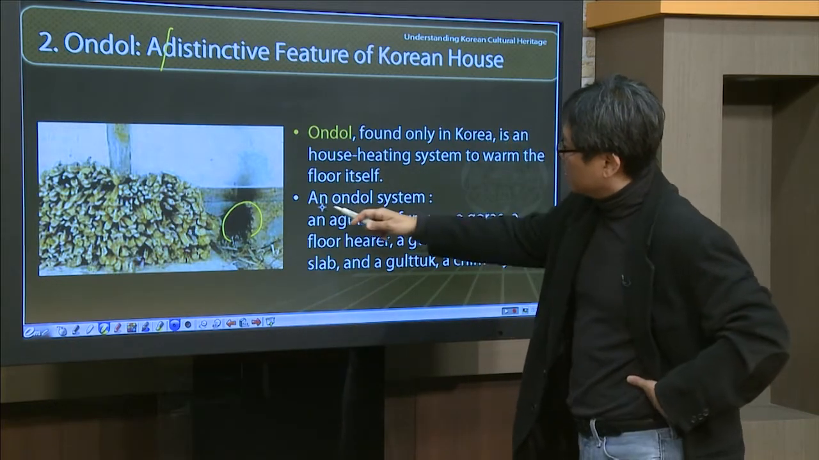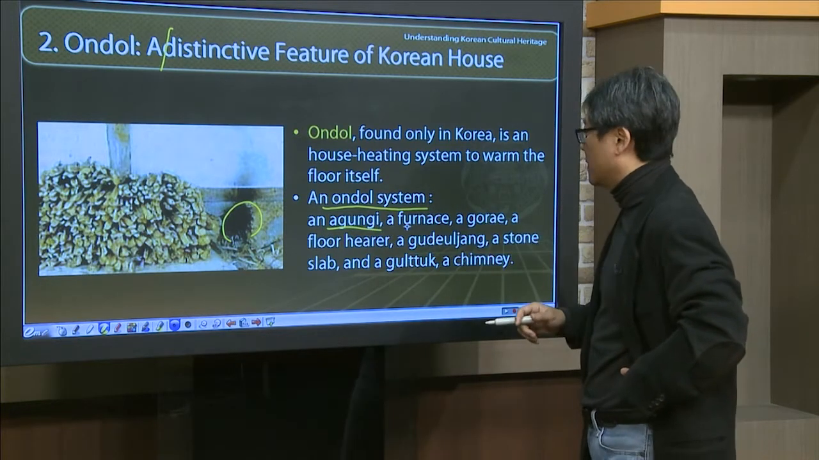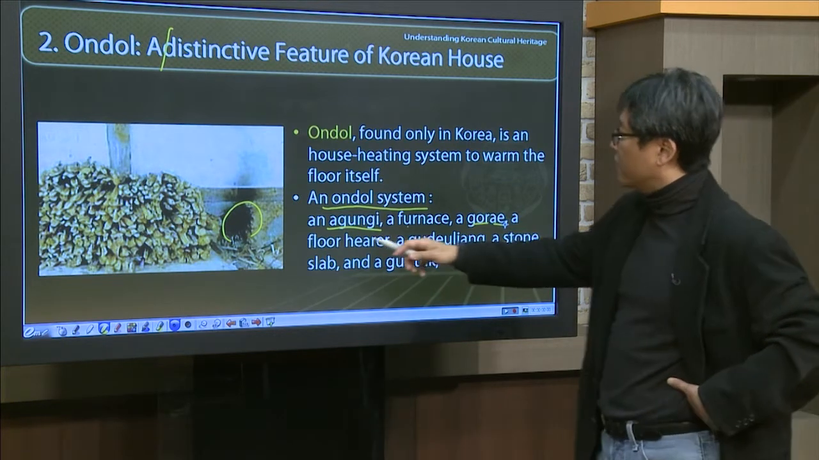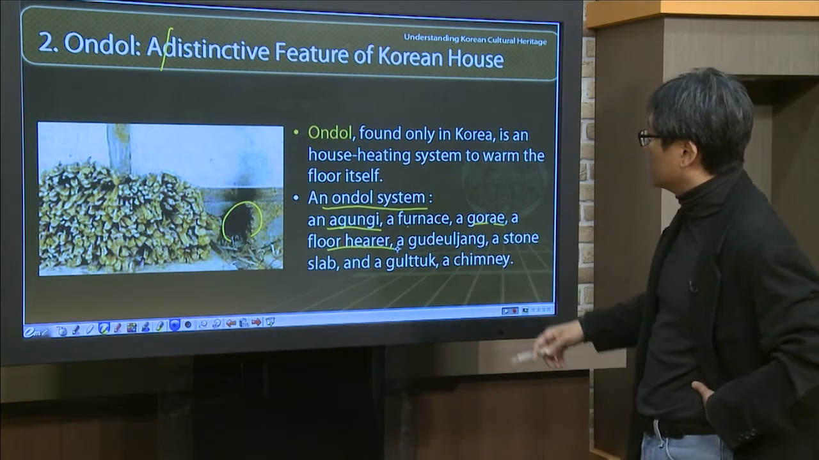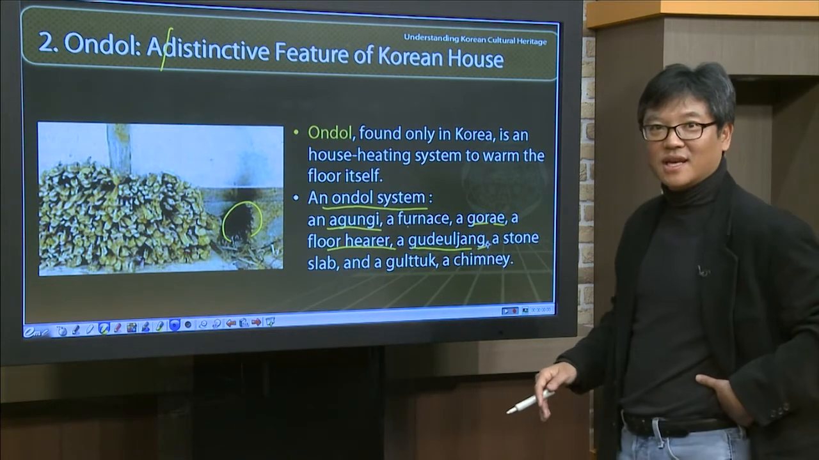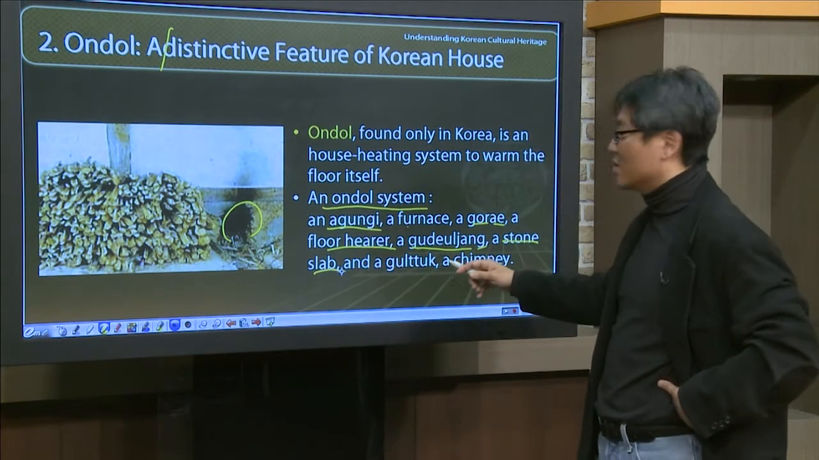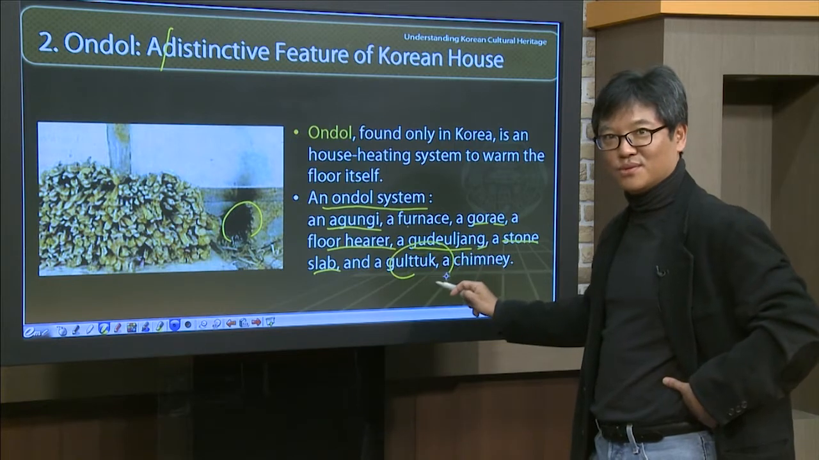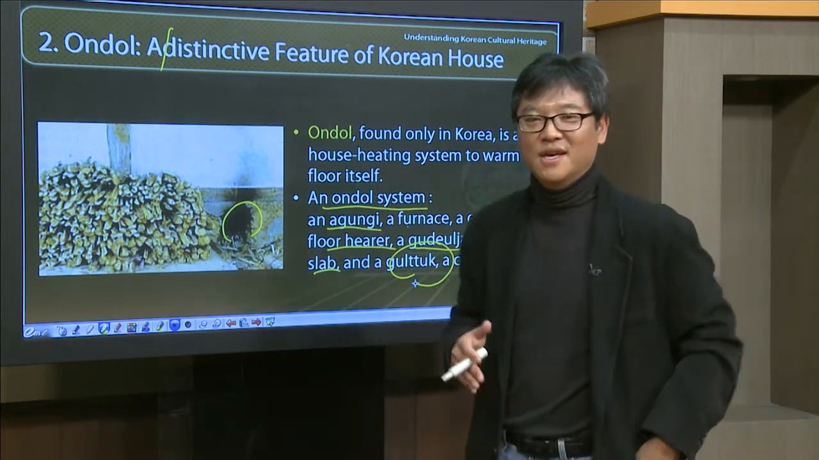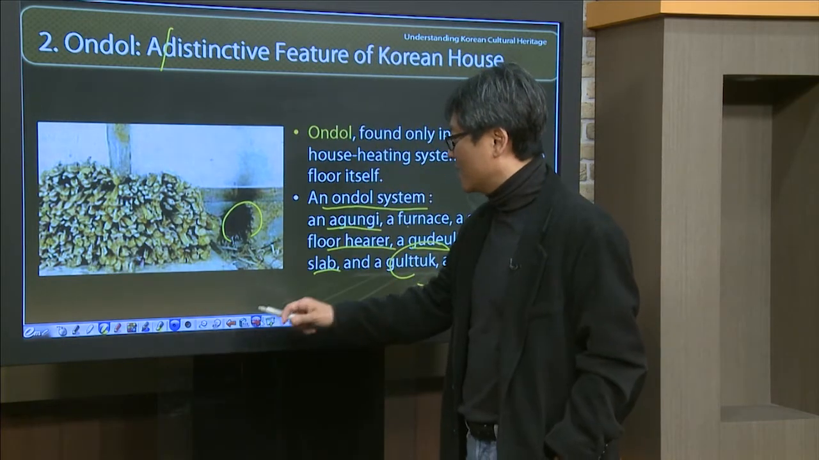So in this system, there are a few elements here: the agungi, a furnace, which I just explained; a gore, a floor here, these are Korean vocabulary; and gudulchang. Gudulchang sounds again exotic, but it means a stone slab. And finally, the chimney called gultuk. We are losing gultuk these days, and also gudulchang, which even the young generation can understand. Again, the next slides will show you exactly what it means.